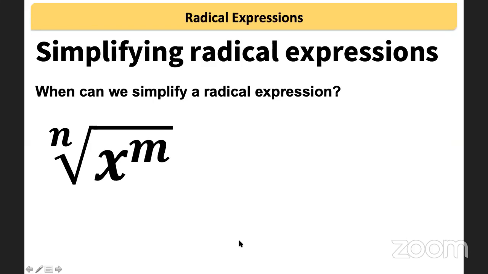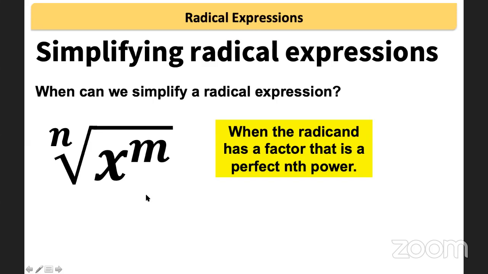Yung radicand mo has a factor that is a perfect nth power. So ano ibig sabihin ng perfect nth power? Ba't wala ko whiteboard? Oh my. Ang labo, wala kong whiteboard for license. Wala. Anyway, I'll just annotate it.